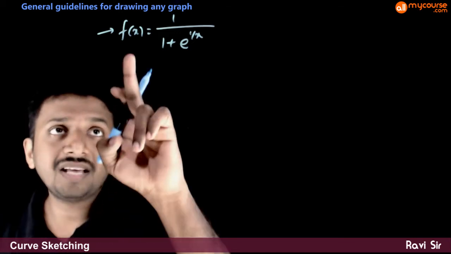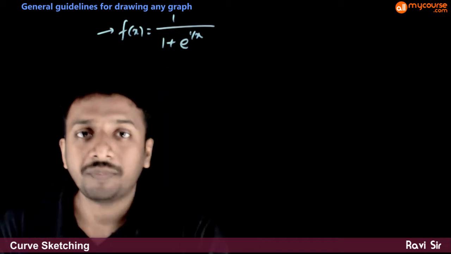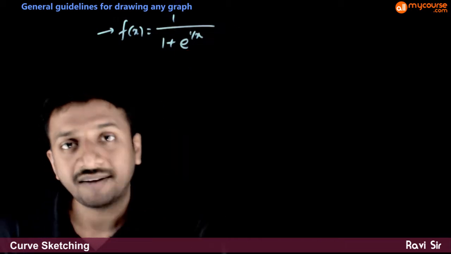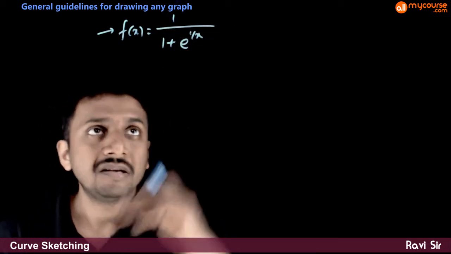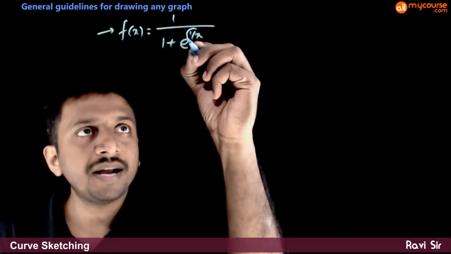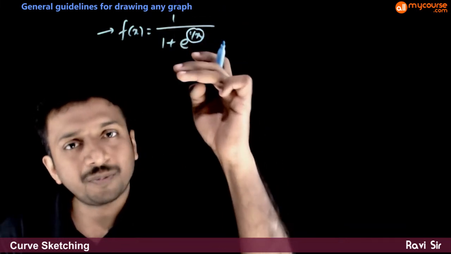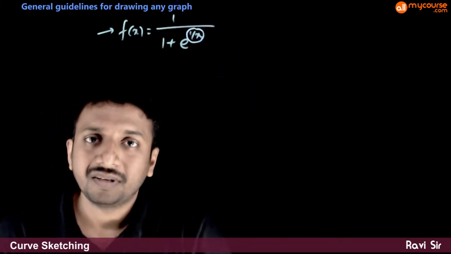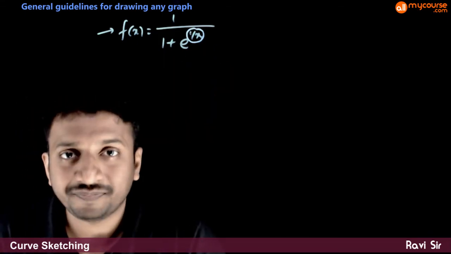Next, let us say that you have to draw the graph of 1 by 1 plus e power 1 by x. So first, if you want to draw the graph of this, look at this function carefully. You have a 1 by x part and 1 by some function, a reciprocal part and a reciprocal function. So first you can go through this systematically.